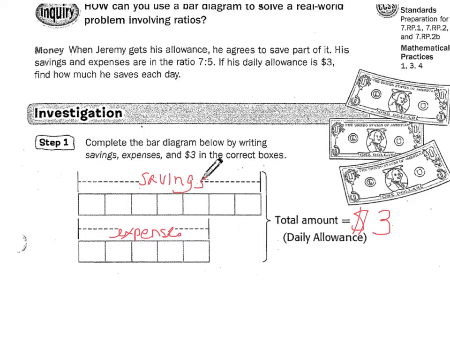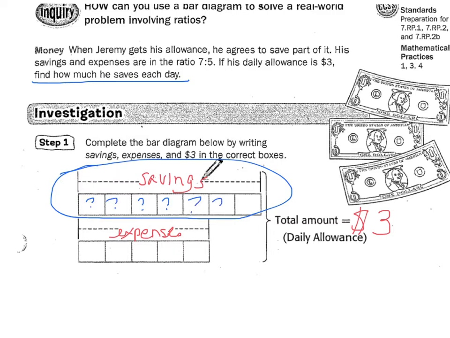Now our ultimate goal is to find out how much he saves each day. So we're trying to find the value of this section, this bar. Now 7 parts are in savings, 5 parts are in expenses. Do we know how much is in each part right now? No, we don't. We aren't given that information. But if we can find out how much is in each little part, and we know that we have 7 of those parts for savings, then we'll be able to find out our amount.